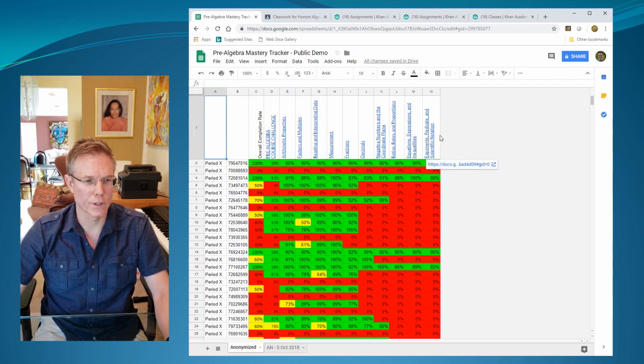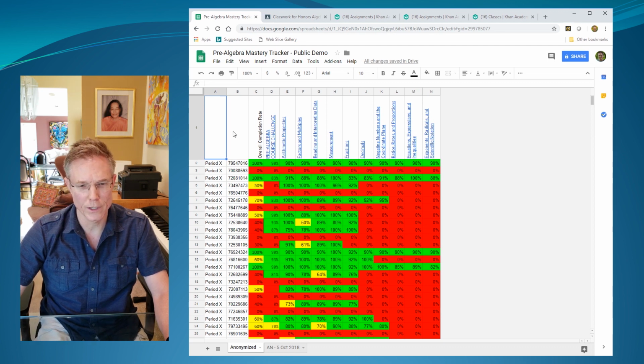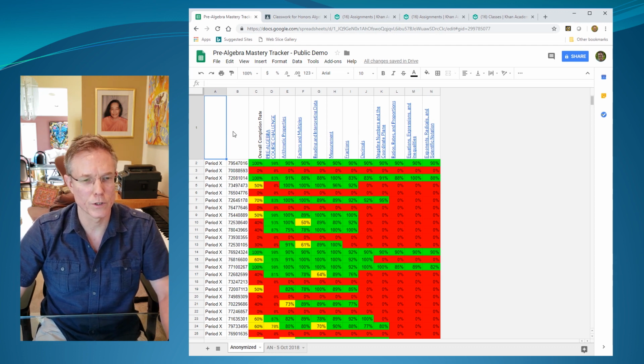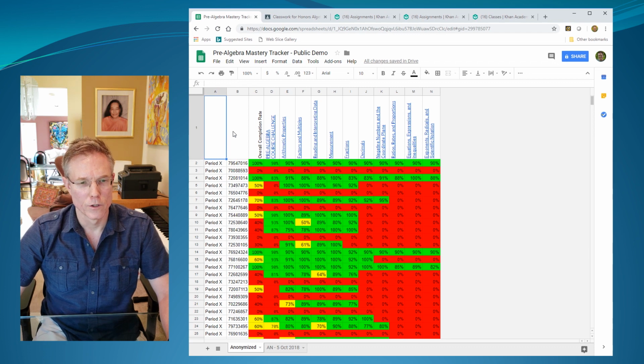Okay, so now we're looking at my mastery tracker, my pre-algebra mastery tracker. This version has been somewhat anonymized because we are looking at actual live student data. Now, this progress is at 5 weeks into the course, and I did not start this on week one. This was probably about the middle of week two that I started building this and rolling this out.